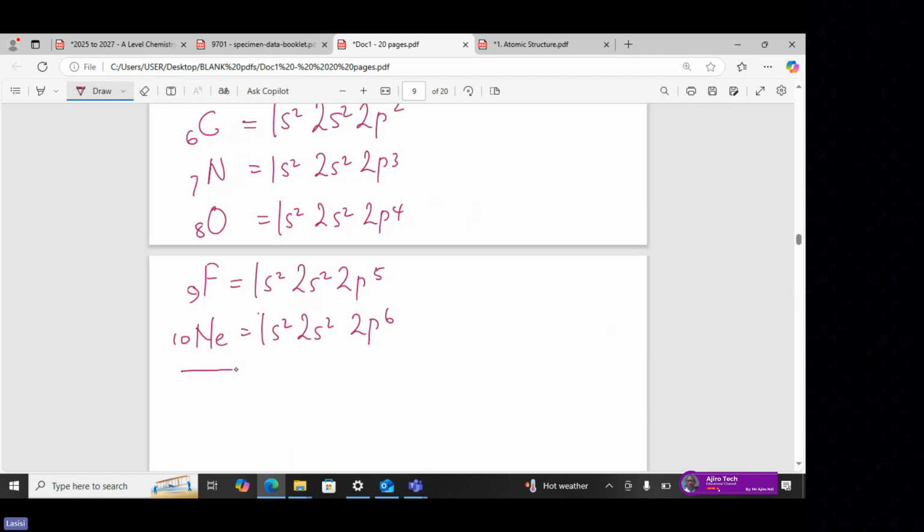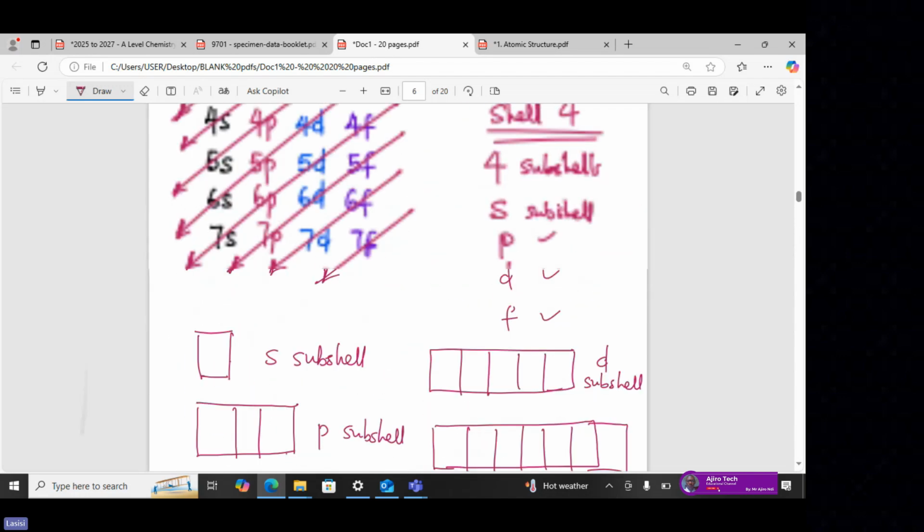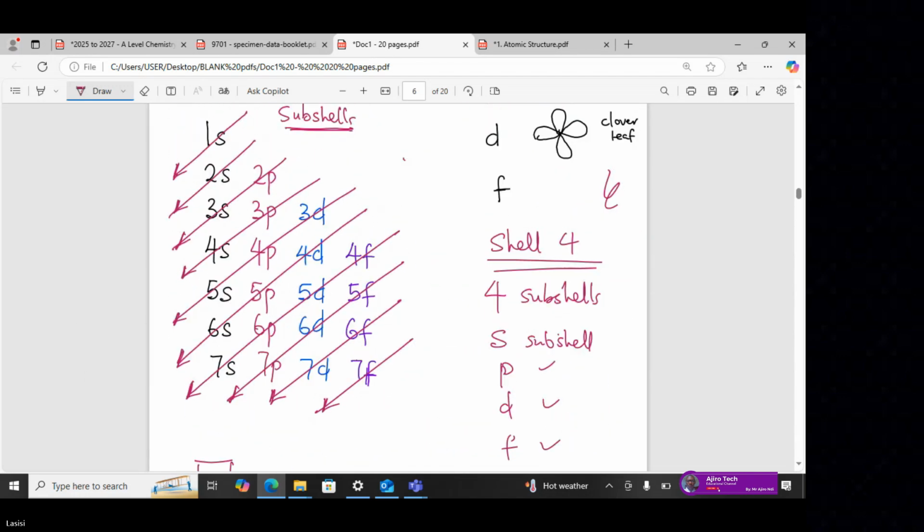Now 2p is fully filled. I cannot go further. We are done with p. Let's see the next after 2p. After 2p, what's the next? Tamunda? After 2p, yes, we go to 3p.